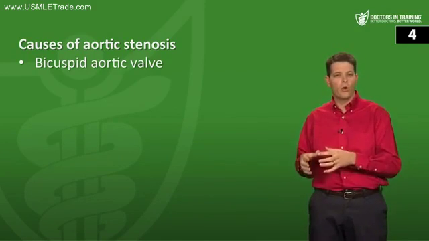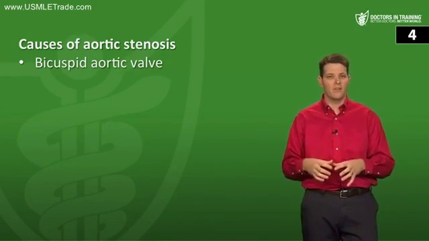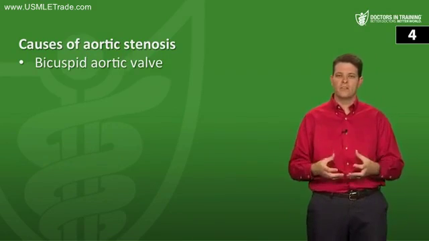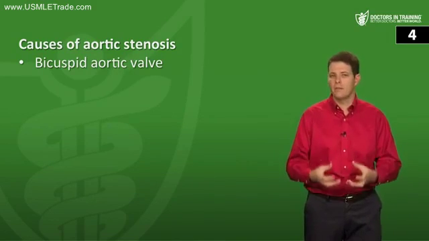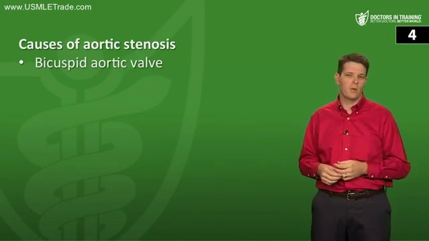So the patient's born with a bicuspid aortic valve, and then as they age, that valve becomes calcified. They start having progressive stenosis of the valve, and they start to have syncopal episodes or chest pain or other evidence of aortic stenosis. So that's definitely something to be aware of.